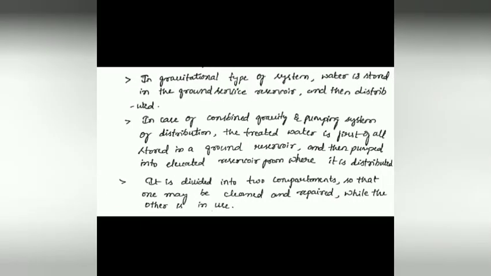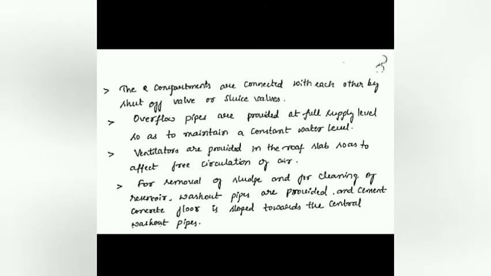Let us check some more points with respect to surface reservoirs. In a gravitational type of system, water is stored in the ground reservoir and then it is distributed. And in case of the combined gravity and pumping system of distribution, the treated water is first stored in the ground reservoir and then it is pumped into the elevated reservoir from where it is distributed. In that case also, providing this is useful. And lastly, it is divided into two compartments so that one may be cleaned and repaired while the other is in use. Since it has two compartments, any one can be in operation.